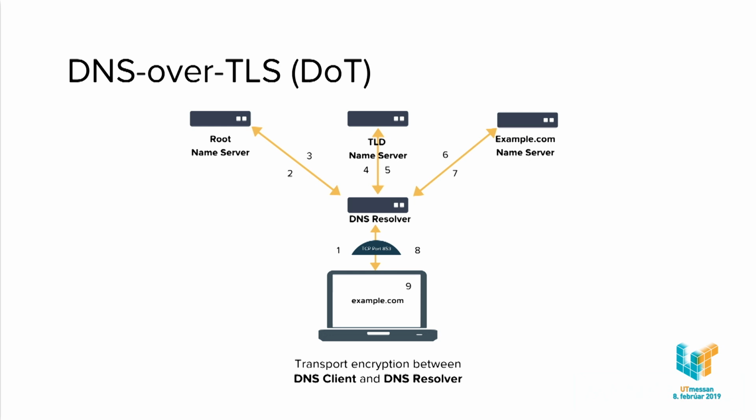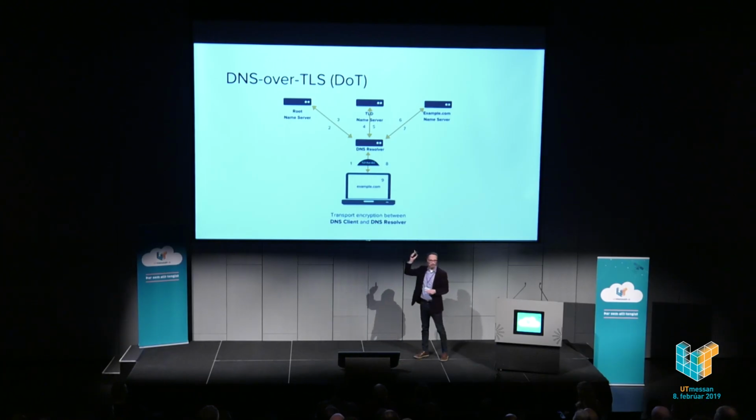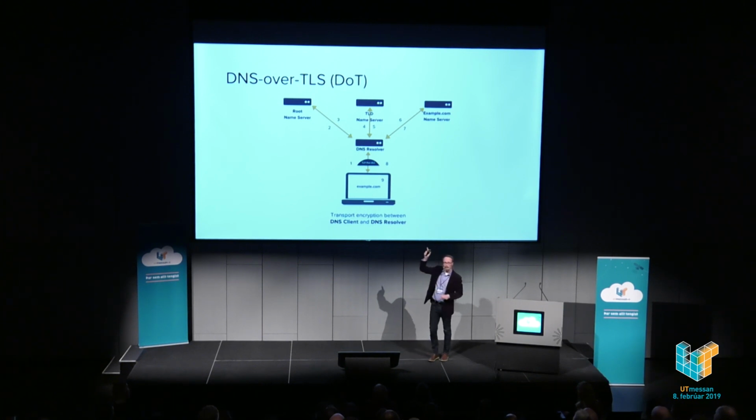So the interesting thing here, if you just take a quick look at how DoT works, there's a dedicated TCP port, 853, where the client connects to the resolver using TLS. So that's encrypted. Then from the resolver, it works the same way as before. It goes to the root name server, then the top level name server, and then to the server of the domain you actually want to go to, in this case, example.com.